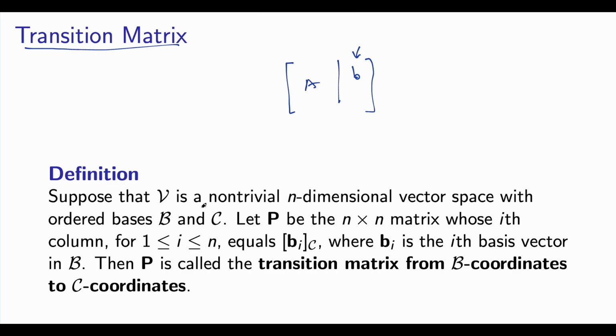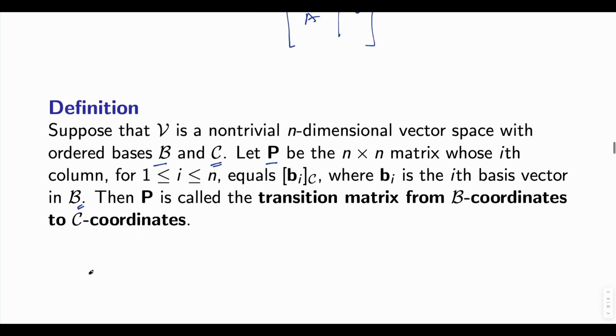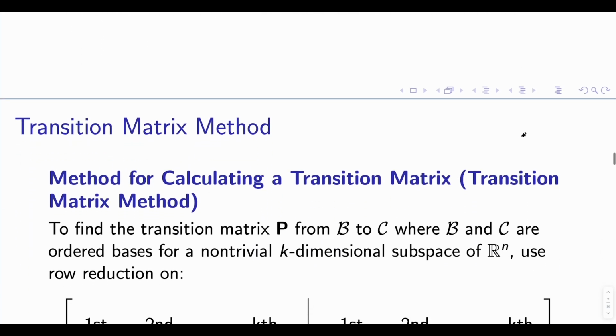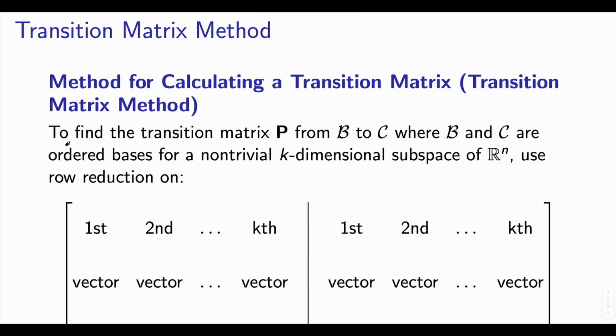Suppose V is a non-trivial vector space with two ordered bases B and C. Let P be the n cross n matrix whose ith column, for i equal to 1 to n, is the coordinatization of Bi with respect to C, where Bi is the ith basis vector in B. Then P is called the transition matrix from B to C. So what does it mean? What is the method for calculating it?